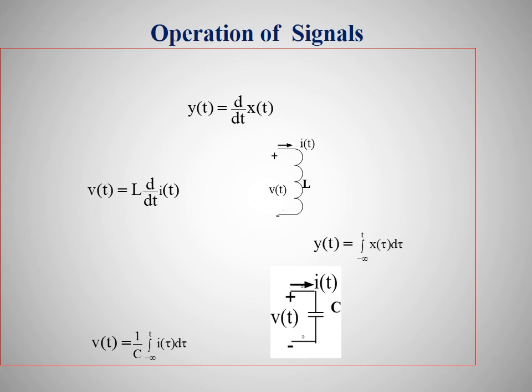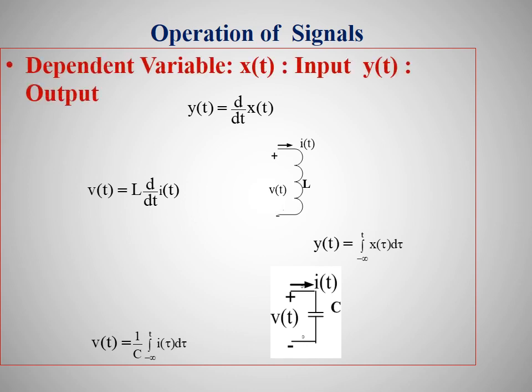Next we go on to two other operations, namely differentiation and integration. Considering differentiation, let us consider that the input variable is x of t and output is y of t, as is the normal case. Hence, y of t would be equal to d by dt of x of t. For differentiation, the example would be an inductor of value L, where if a current i of t passes through it and a voltage v of t exists across the inductor, v of t would be equal to L into d by dt of i of t.